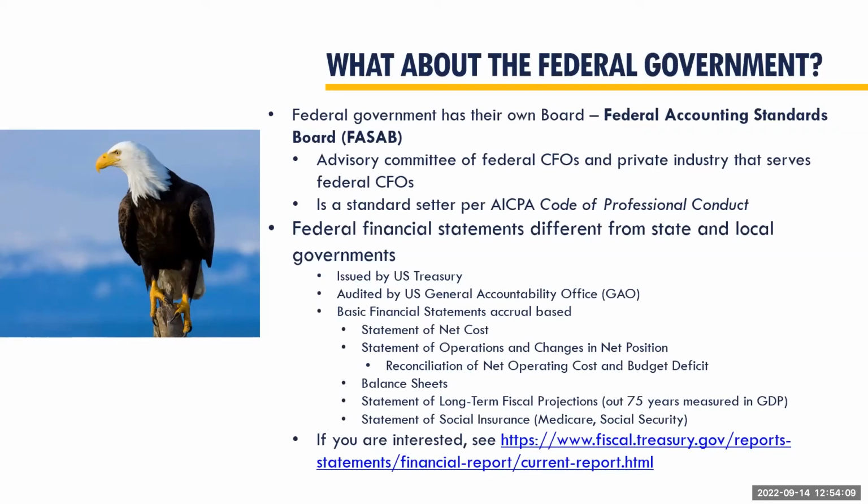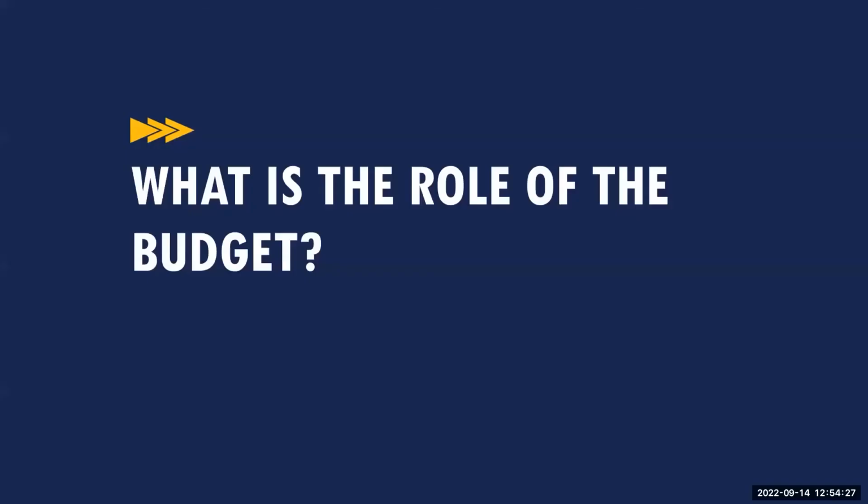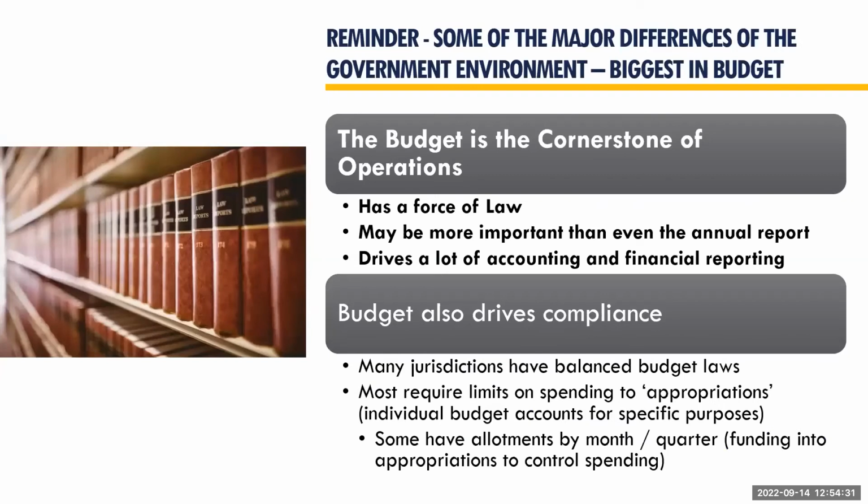Financial statements are issued by the U.S. Treasury based on guidance from OMB and guidance from Congress. And the GAO audits the federal government. They do issue a full set of accrual-based financial statements. And again, these reports are freely available, and I encourage you to go see them if you have nothing better to do. So let's dig a little bit deeper into the budget that I've been emphasizing.